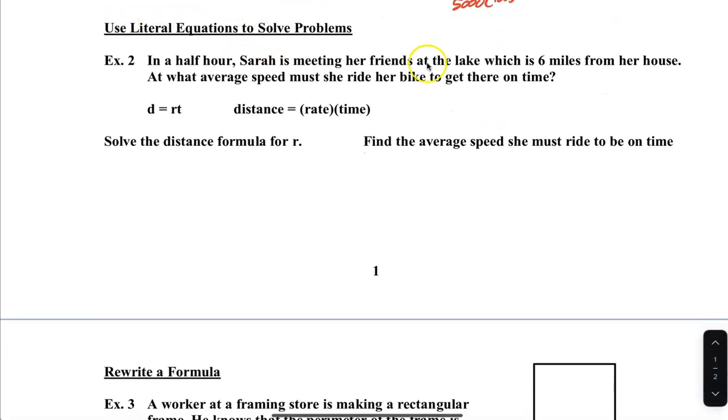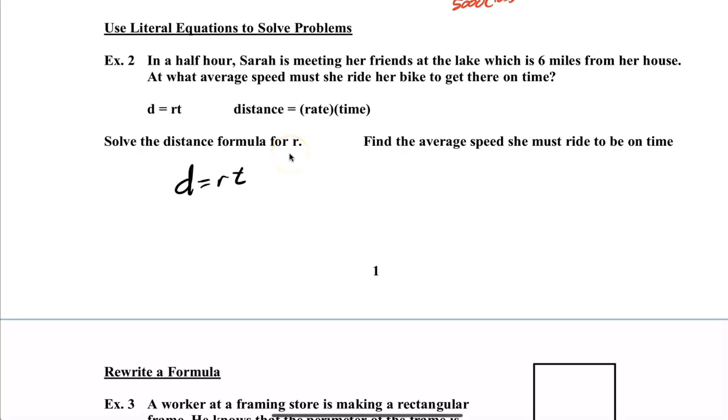In half an hour, Sarah is meeting her friends at the lake, which is 6 miles from her house. At what average speed must she ride her bike to get there on time? Again, here's the formula: distance equals rate times time. And what are we trying to do? We're trying to solve the formula for R. So our formula right here is D equals RT, and we're trying to get R by itself.